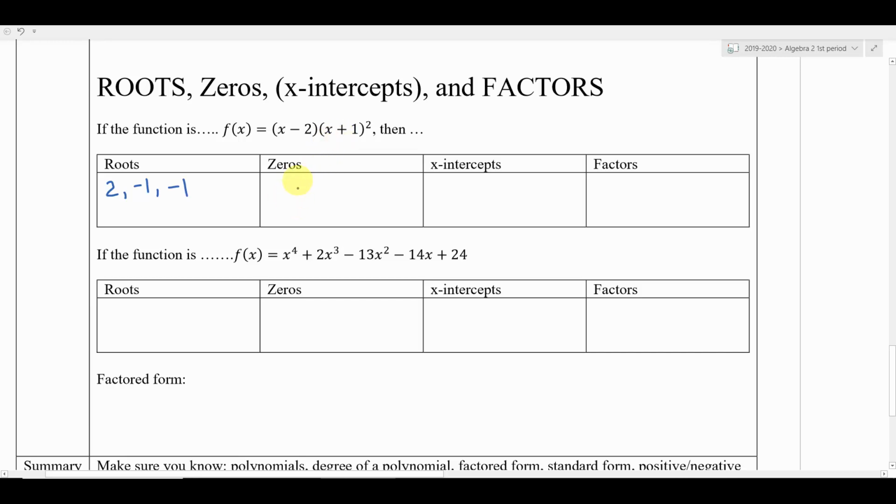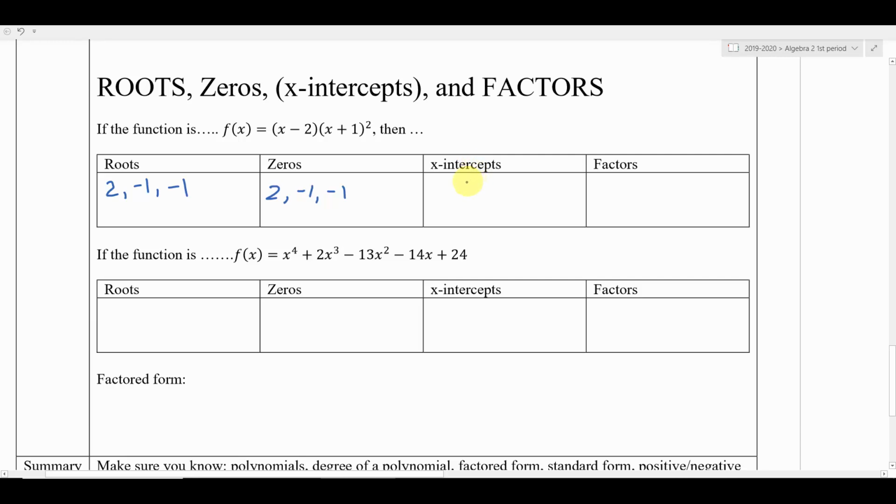Okay? Now this other word, zeros, zeros are the exact same thing as the roots. It's just another word that means the same thing. They call them zeros in some textbooks because they are the values of x that make the zeros inside of the parentheses. Okay? So I'm going to go ahead and list those again. We just list those as numbers. So 2, negative 1, and negative 1 would be the zeros.